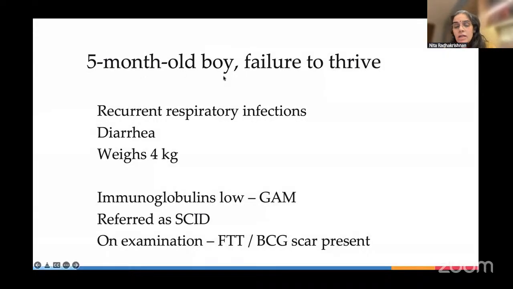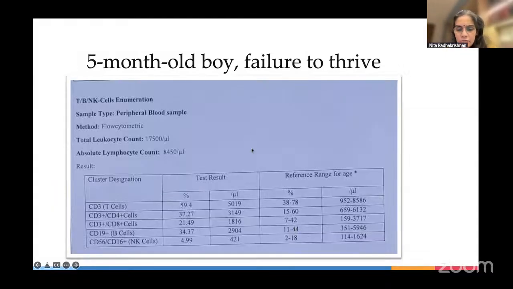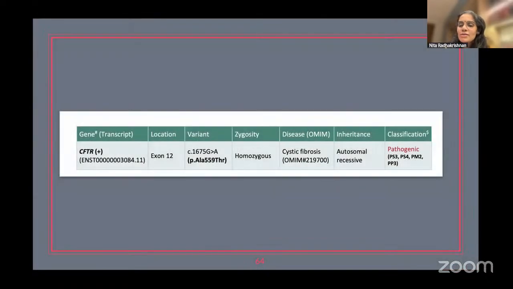Another patient, again a 5-month-old baby. This was actually last year. This baby was referred to us with recurrent respiratory infections, recurrent diarrhea, weighing only 4 kilos at 5 months. Very sick, emaciated baby. Nothing was remarkable except for FTT. Ran a lymphocyte subset, and the subset also came back as normal. Really clueless.